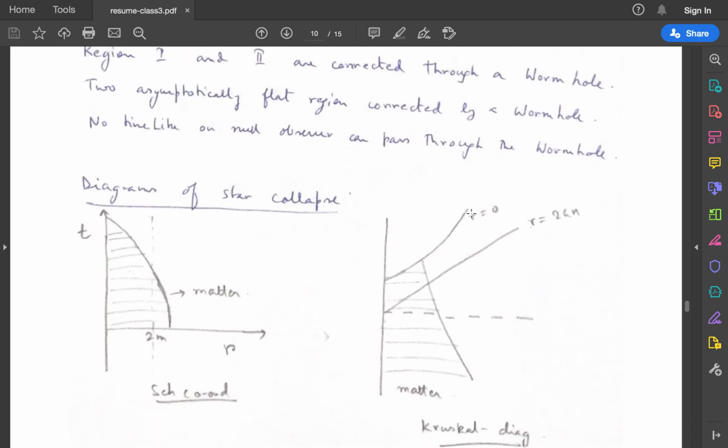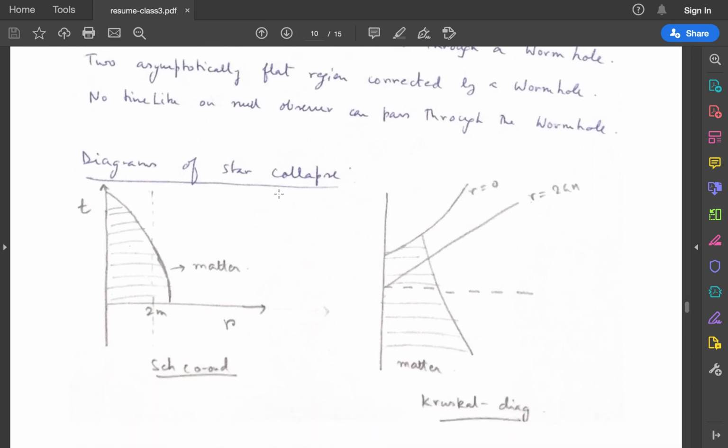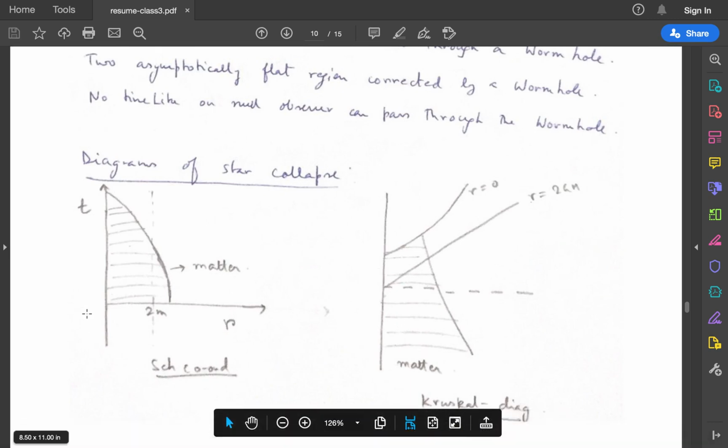Next, let us draw the diagram for a star collapse. This is the matter. The star is collapsing, so it is going inside under its own gravity. It starts with some finite value of r, which has some mass, and as it is collapsing it is going inward. Let us say this is the Schwarzschild coordinate, the event horizon. Once it has crossed there, there is nothing to stop it. It has to hit r equal to 0, and then we will have a black hole. However, this is in the Schwarzschild coordinate.